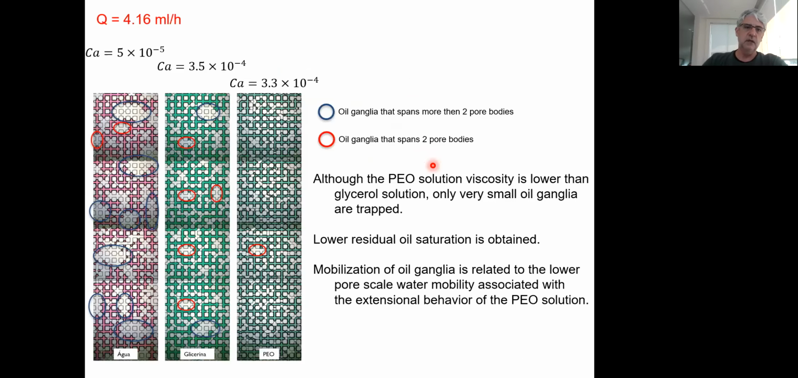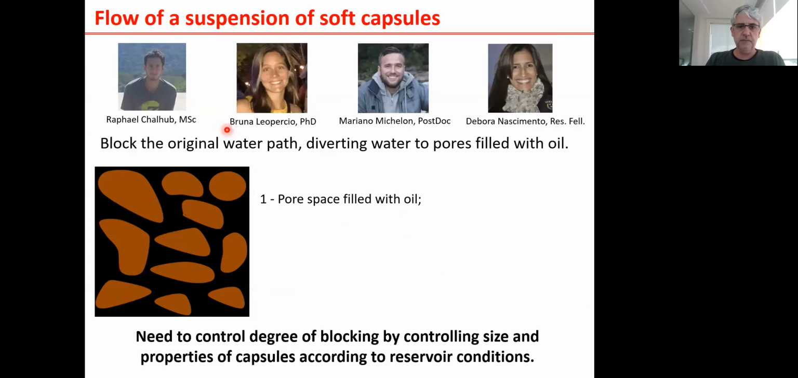Here's an image showing that for the same capillary number and the same flow rate, the size of the oil ganglia trapped in the PEO solution is much smaller than the oil ganglia that you see in the glycerin solution. So again, we were able to mobilize the larger oil ganglia, which leads to a lower oil saturation.